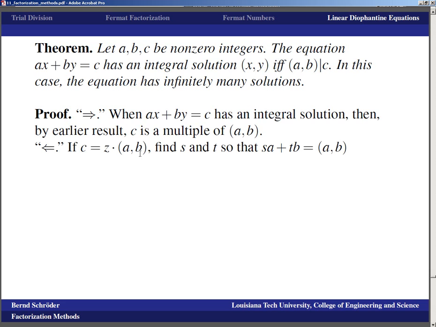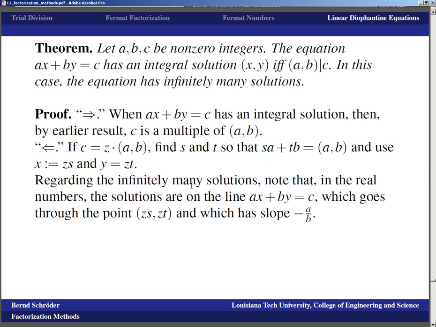And so if we go the other way, if c is divisible by the greatest common divisor, so if c is a multiple z times the greatest common divisor of a and b, then we can find s and t so that s times a plus t times b is the greatest common divisor of a and b. And then we can just use x being zs and y being zt, right? Because then zsa plus ztb would be an integer solution of the equation xa plus yb equals z times gcd(a, b), and that is c.